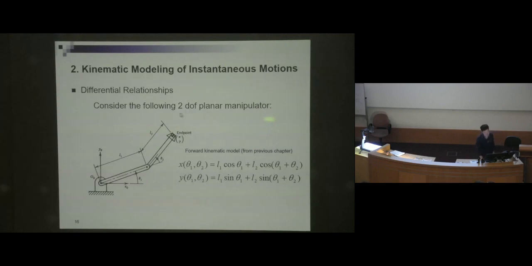For example, if we consider this 2 degree of freedom planar manipulator, which we talked about last week, from the forward kinematic model you can find that the endpoint x, as a function of theta 1 and theta 2, the joint angles, is equal to L1 cosine theta 1 plus L2 cosine (theta 1 plus theta 2). And y, as a function of theta 1 and theta 2, is equal to L1 sine theta 1 plus L2 sine (theta 1 plus theta 2).